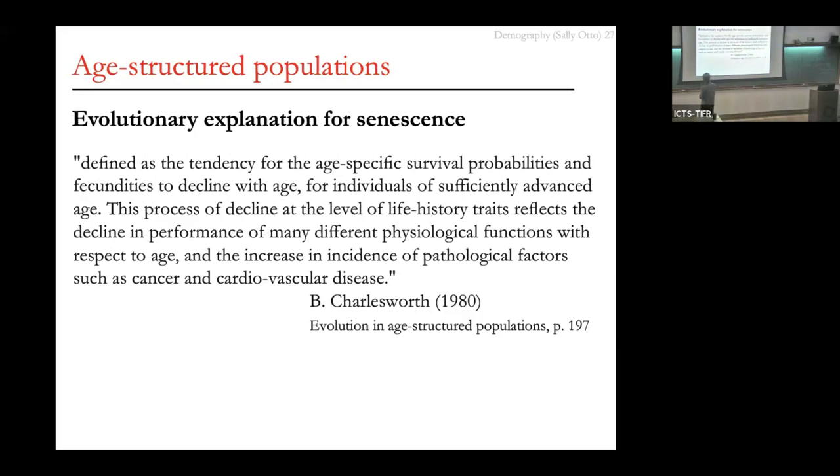This process of decline at the level of life history traits reflects the decline in performance of many different physiological functions with respect to age, and the increase in incidence of pathological factors such as cancer and cardiovascular disease, skin tone, muscles, back aches, you name it. All of those things are under less selection if they affect you late in age.